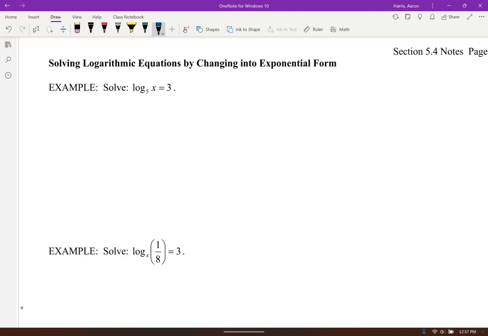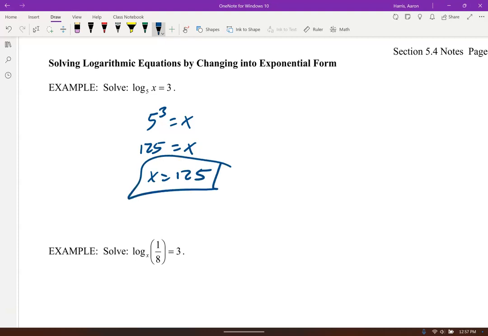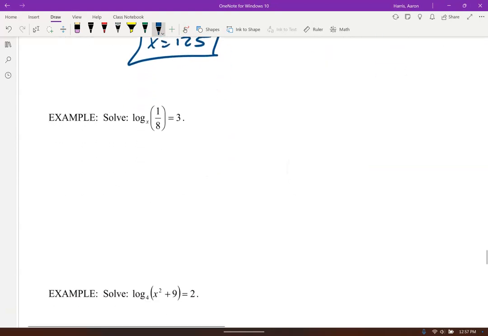Notice that this is log base 5 of x, so I'm just going to put this in exponential form by going 5 to the third equals x, right? Well, 5 to the third is 125, so 125 is my x. I just solve for x. That's all I got to do. What's the x value that makes that true? In other words, log base 5 of 125 is 3, right? That's what it's saying.